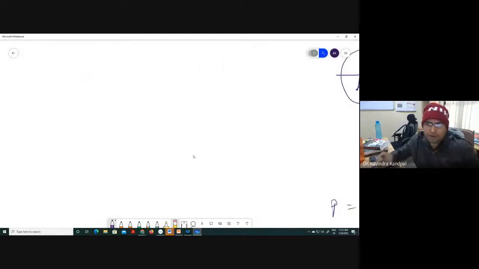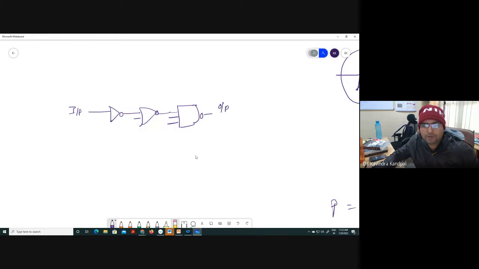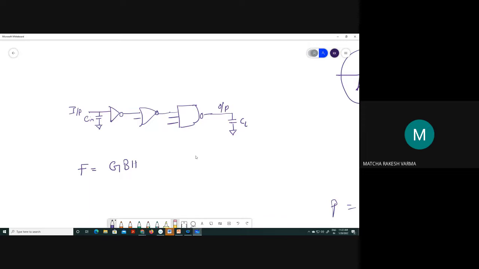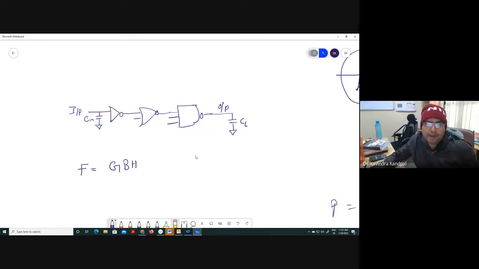Yes, sir. Now, I would ask you one question. Let's say this is the critical path of a circuit which I need to optimize. This is the input. This is the output. You have a capacitance CL, and you have a capacitance Cin. Now, what will be the path effort for this particular circuit? Path effort will be F equals G B H.